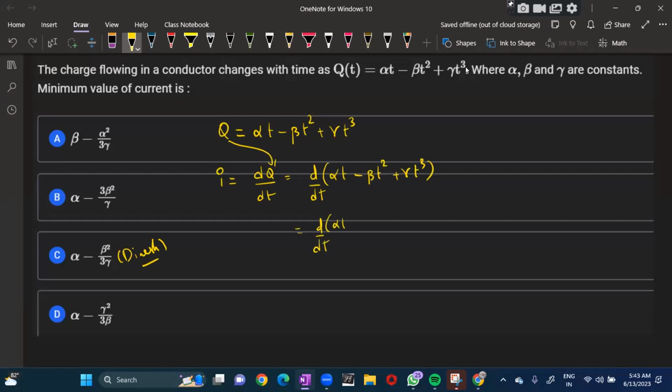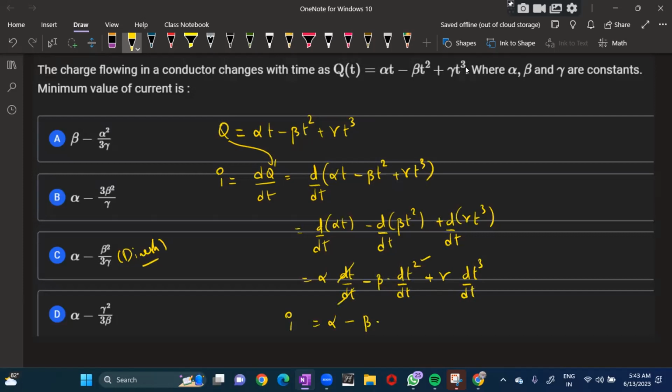So d by dt of alpha t minus d by dt of beta t square plus d by dt of gamma t power cube. Alpha you take outside. So dt by dt, minus beta into d by dt of t square, plus gamma into d by dt of t cube. dt by dt cancels out, alpha minus beta into, what is the formula here? 2 into t power 2 minus 1. And plus gamma into 3 into t power 3 minus 1. So alpha minus 2 beta into t plus 3 gamma into t square.